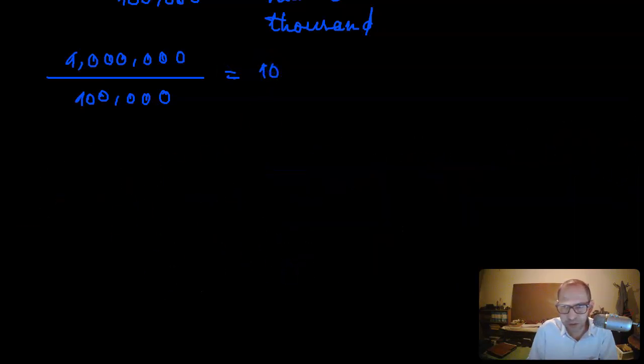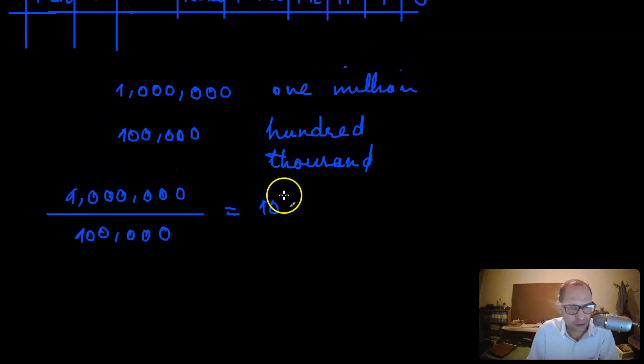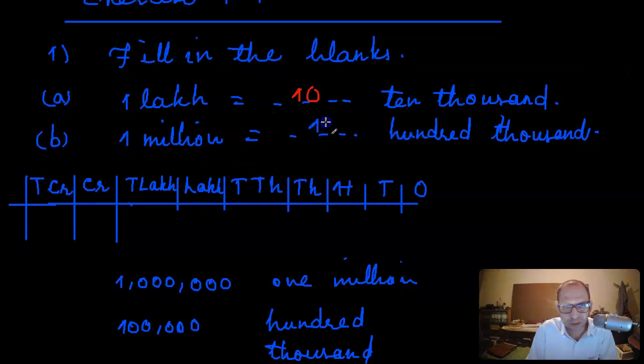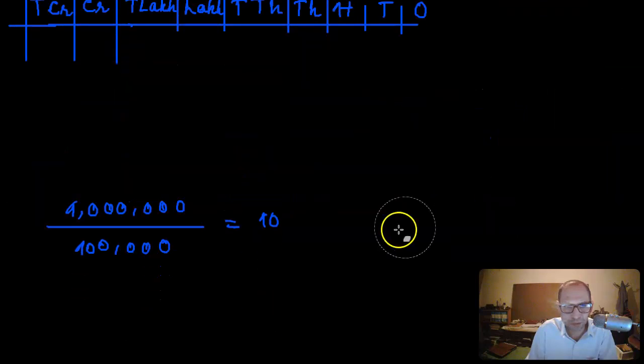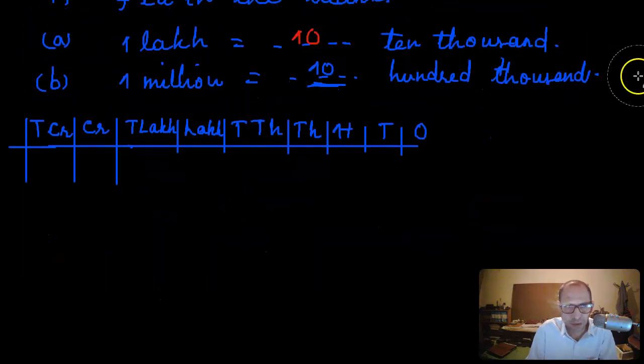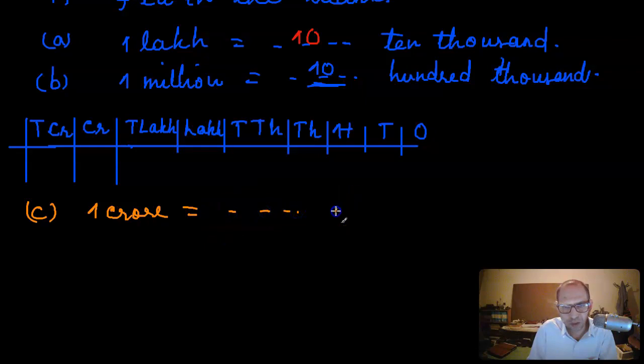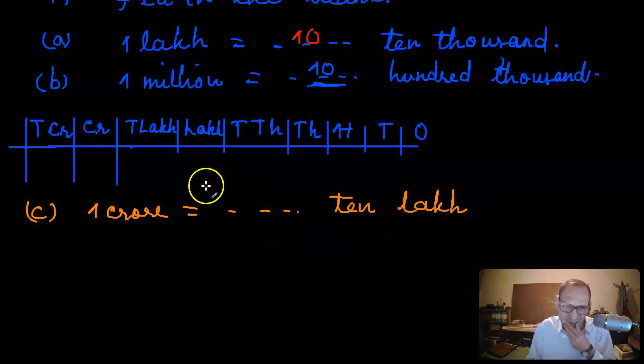Which tells us that there are 10 hundred thousands in a million, right? So that's how you can solve this problem. Then the next part of this question is part C. Part C is asking: 1 crore is equal to how many 10 lakhs, right? So again, what is a crore?